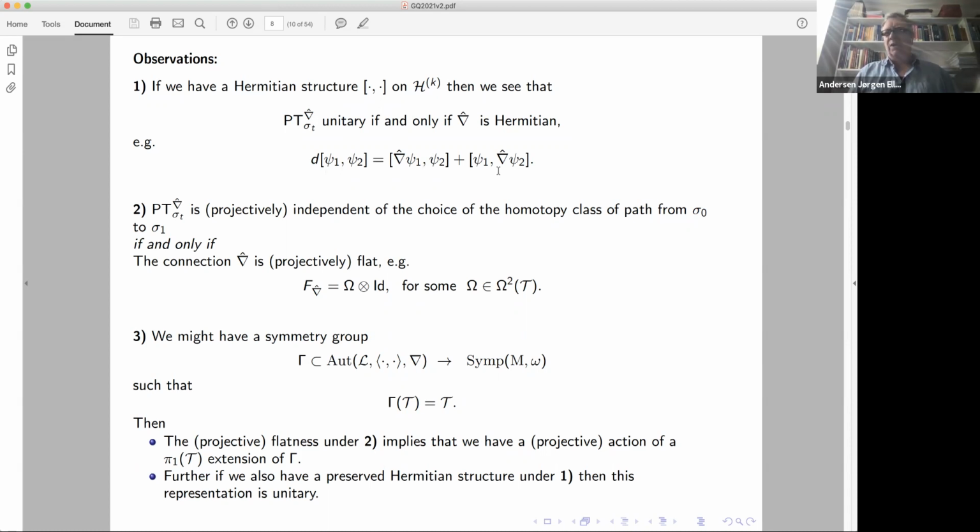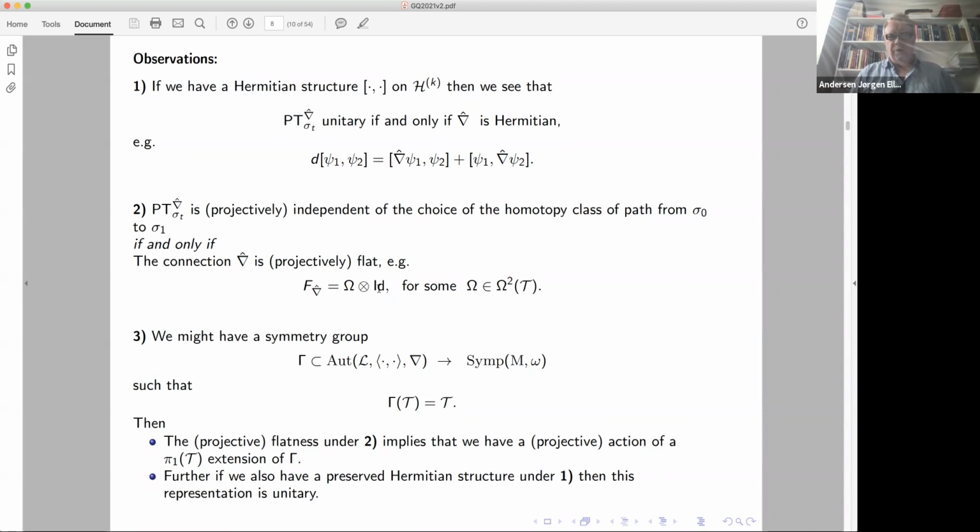So that means it solves this equation here for any two sections, psi1 and psi2, of this bundle of holomorphic sections. Very standard. And also further, the parallel transport is either independent or projectively independent of the choice of the homotopy class of the path from sigma 0 to sigma 1 in T, if and only if the connection is either flat or projectively flat. And I remind you that projectively flat simply means that its curvature is some two-form on T tensor the identity acting on the fibers of the holomorphic sections.